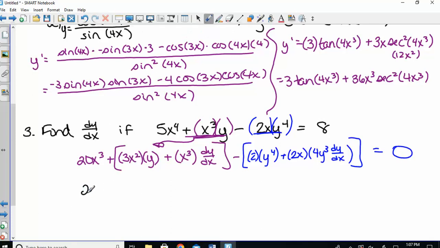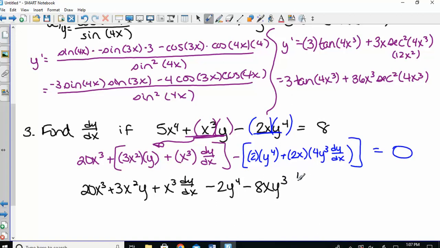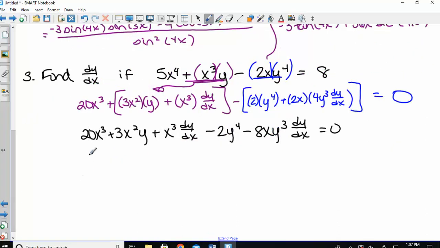Okay, so we have 20x cubed, 3x squared y plus x cubed dy/dx. Why did I write this with parentheses here? What do I need to make sure I did? So minus 2y to the 4th minus 8xy cubed dy/dx equals 0. So everything with dy/dx on one side and everything without it on the other.